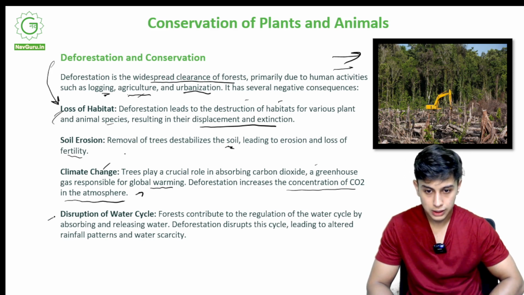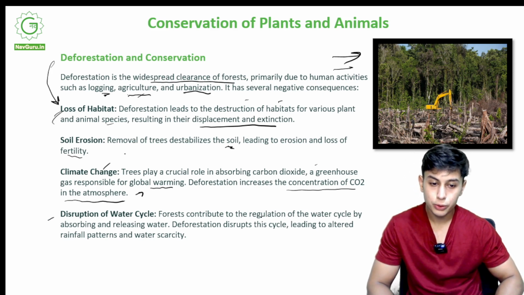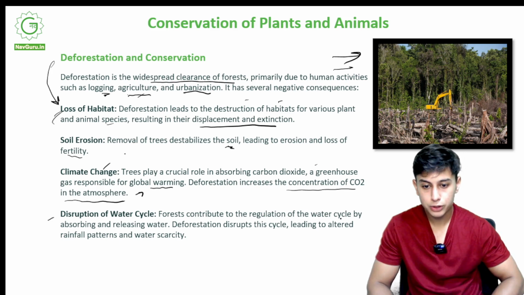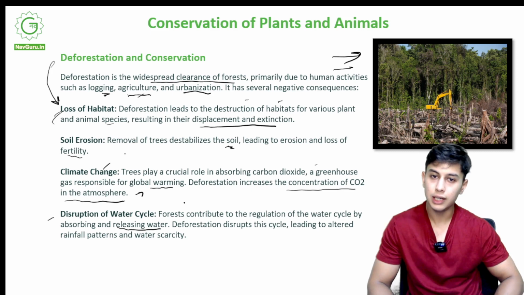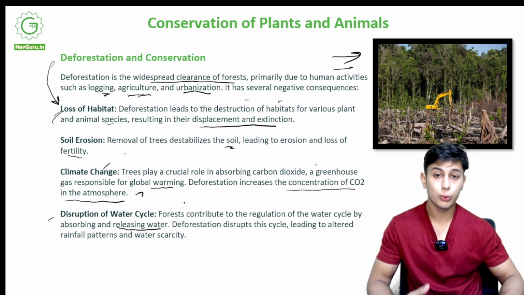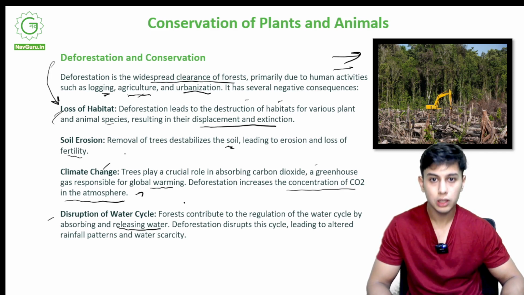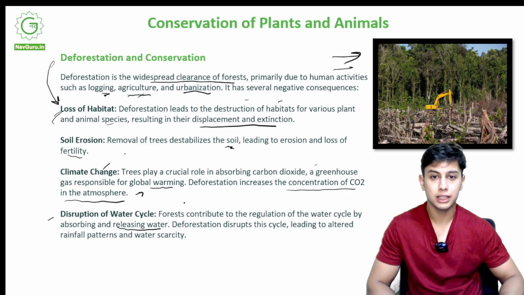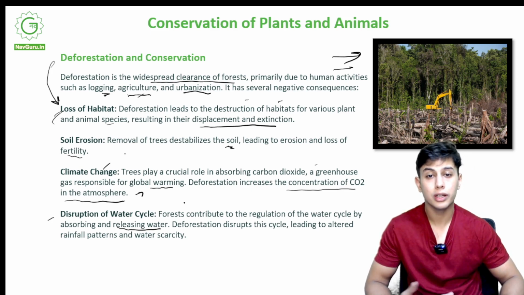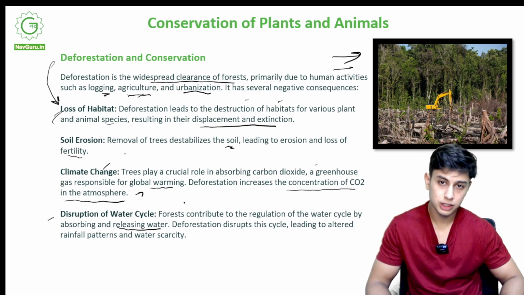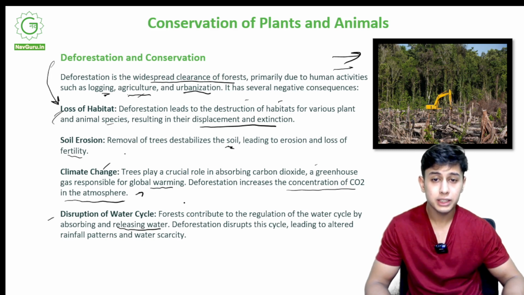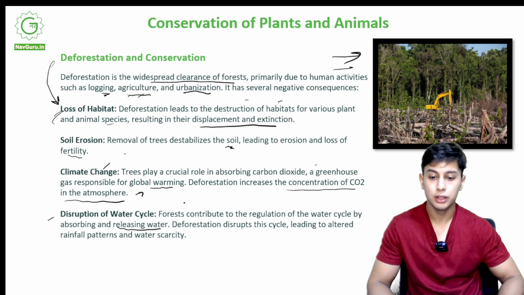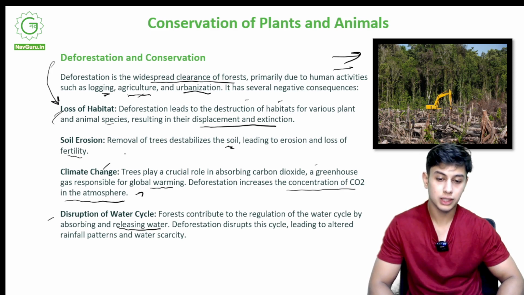Disruption of water cycle. Forests contribute to the regulation of the water cycle by absorbing and releasing water. So how do forests help in the water cycle? Like I told you, they release water through transpiration into the atmosphere. They keep the environment cool so that species can function, and they absorb rain as well. That leads to more groundwater. Under that soil there is some groundwater and it is being absorbed by the trees. So it is an important part of the water cycle.